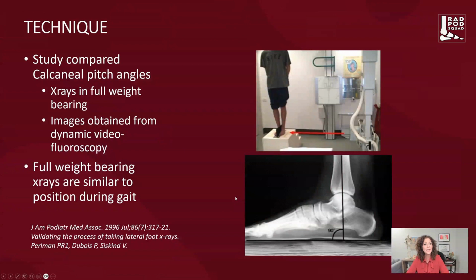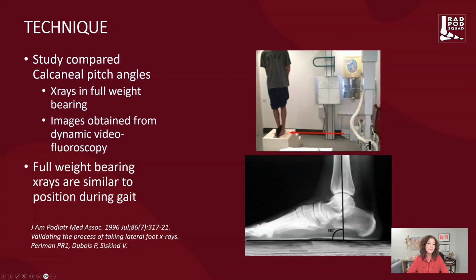When we're looking at technique, we had a study that compared calcaneal pitch angles to whether or not x-rays in full weight bearing could be used to assess information about gait analysis. They compared images obtained from dynamic video fluoroscopy and found indeed that full weight bearing x-rays are similar to the position during gait. So we can use these x-rays as a way to understand gait analysis.